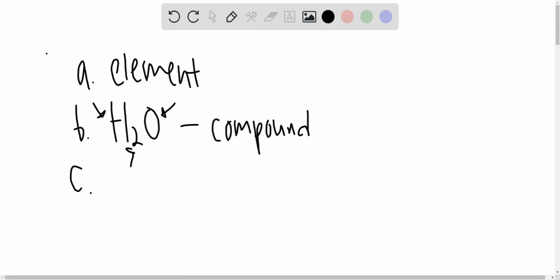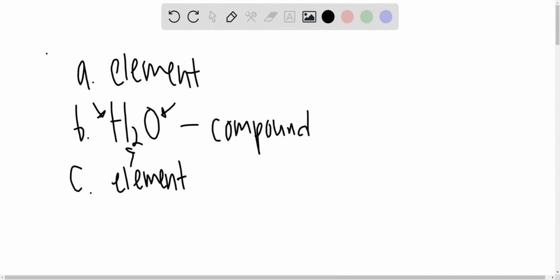Now let's look at part C, gold. Now, let's look on the periodic table to find gold. And if you look at element number 79, you'll see Au, which is, interestingly enough, the symbol for gold. And since on the periodic table, we know that it is an element, and it is not a combination of elements. It's just one singular element. So it is not a compound, but an element. Gold is just an element.